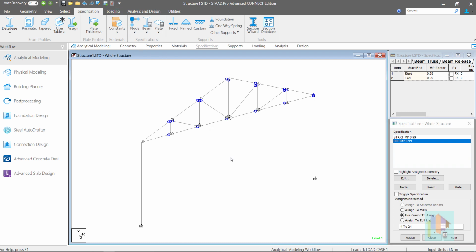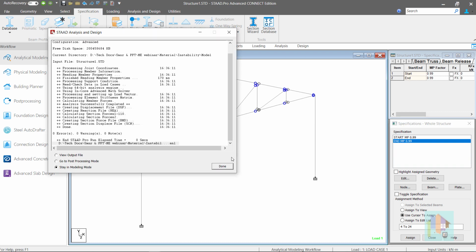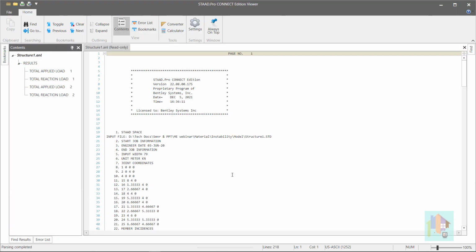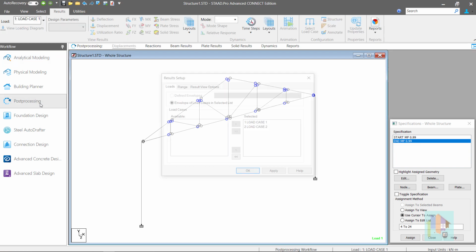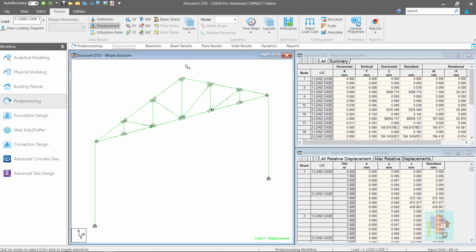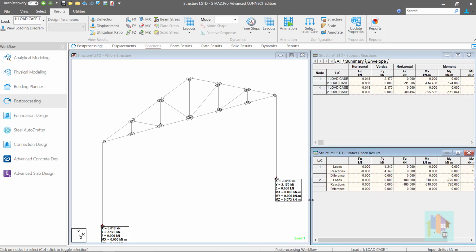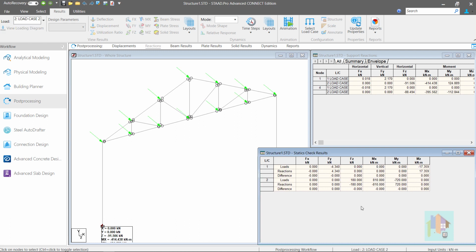Analyze the model. There is no warning message. Previously, there were 13 zero stiffness warnings. Watch the first part of this series for more details about this model. In the post-processing mode, check the static check result for load case 2, which was applied in the zero stiffness direction. Applied load and reaction force values match. Also, the deflection value is well below the tolerable limit.